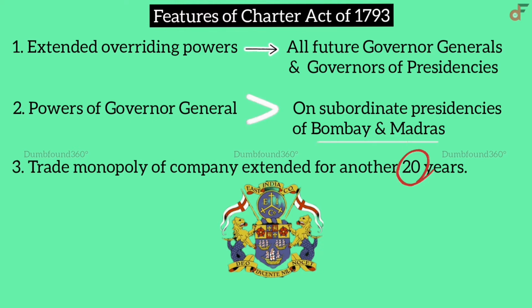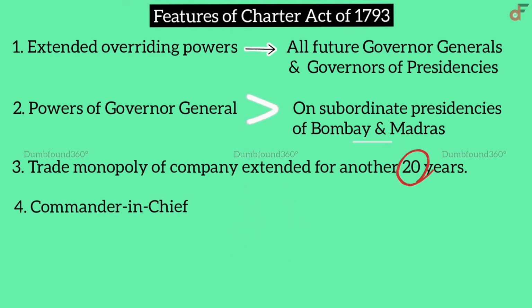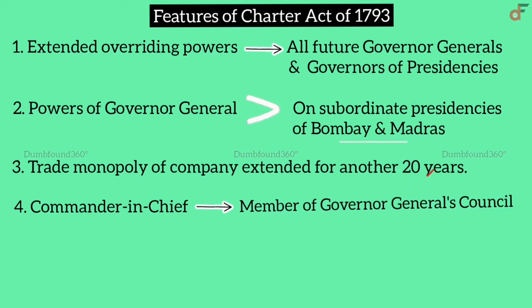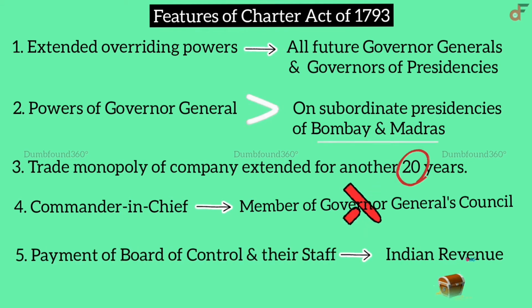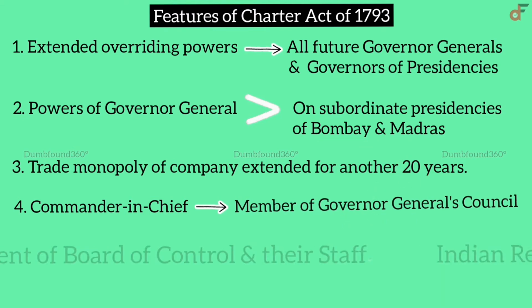That is, the exclusive right to trade in India given to the East India Company was extended for another 20 years. 4. It provided that the Commander-in-Chief was not to be a member of the Governor General's Council unless he was so appointed. 5. It laid down that the members of the Board of Control and their staff were henceforth to be paid out of the Indian revenues.